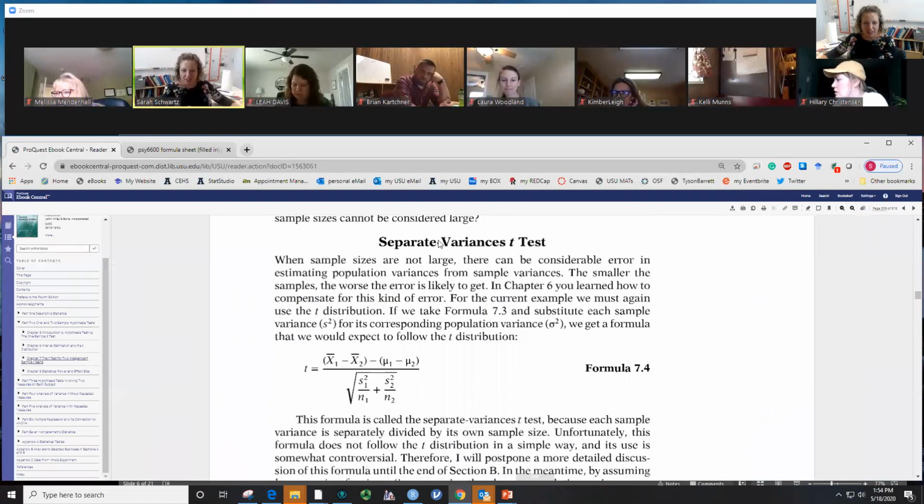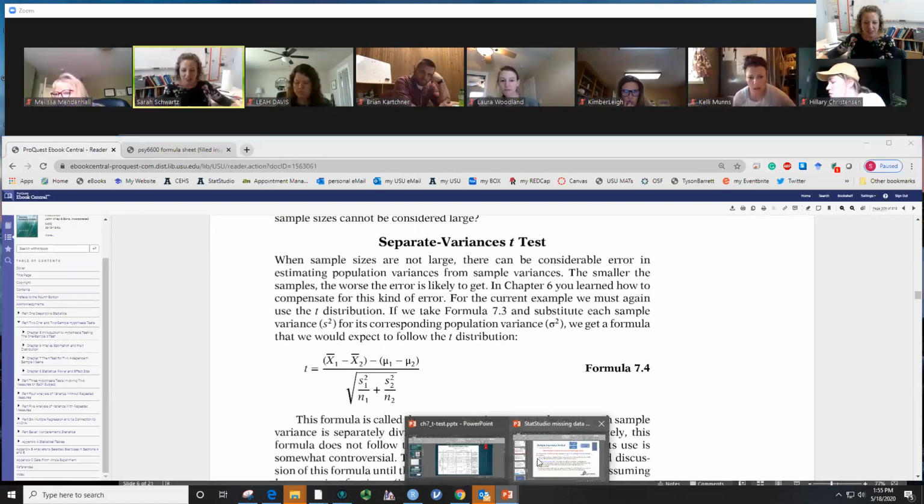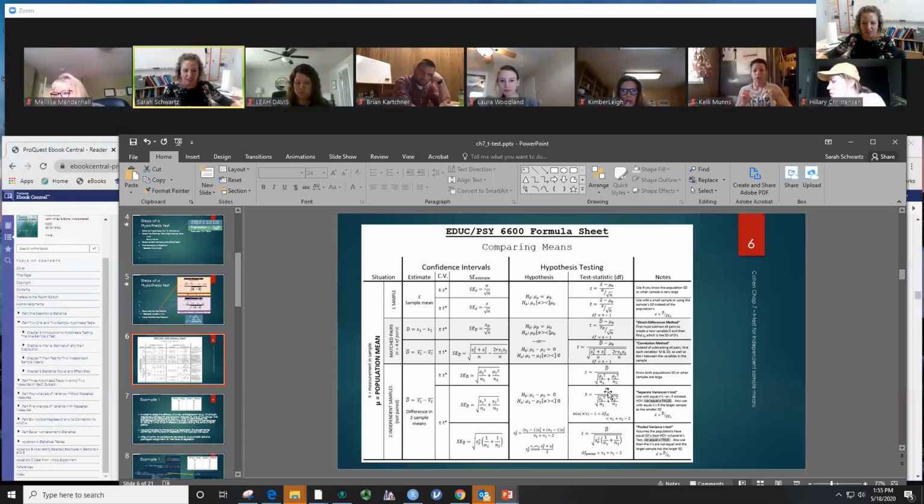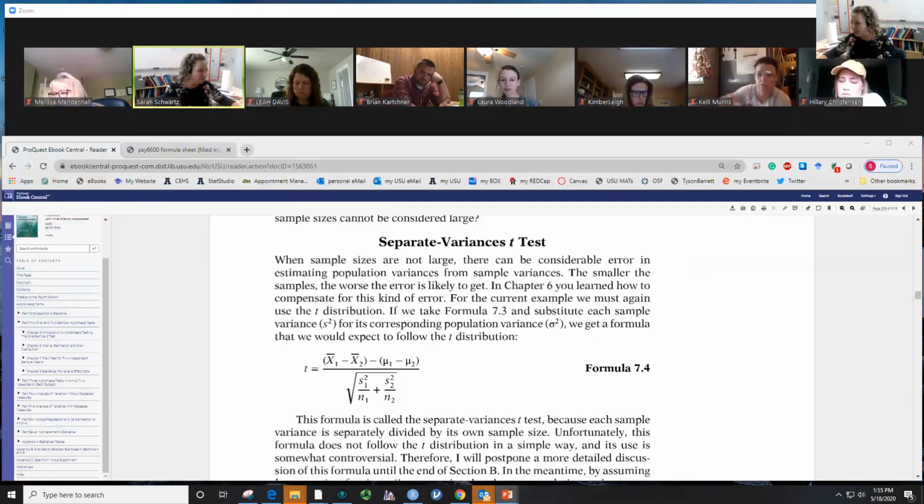Separate variances when the sample sizes are not large. And here's our formula. S1, S2. That is the separate variance. Yes, separate variance. Sample sizes are not large. Substitute S for sigma.